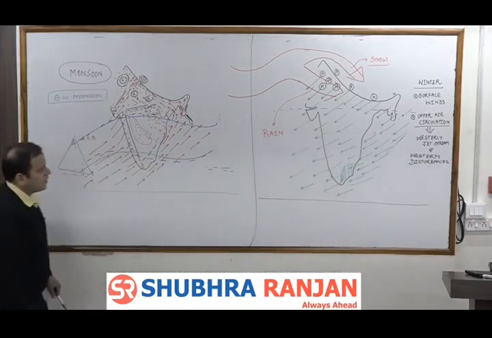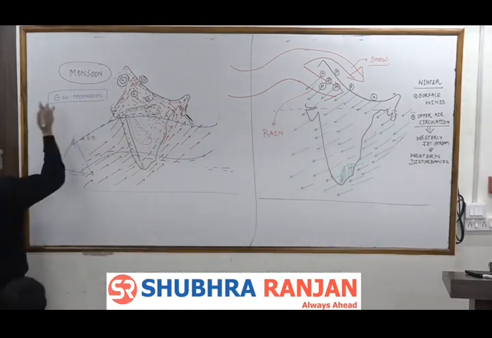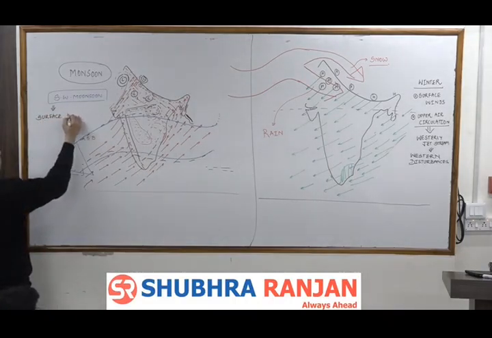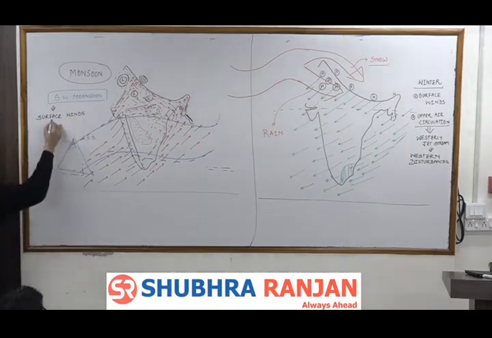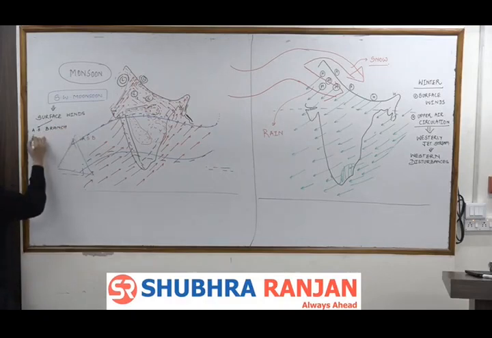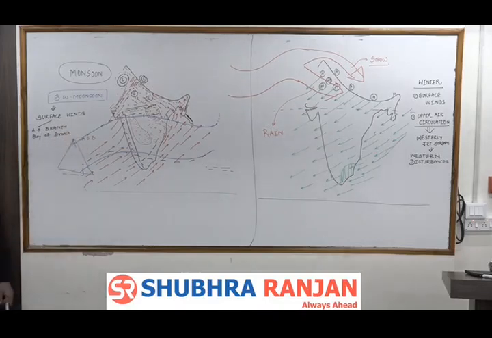While during the summer season, this is the surface winds, and it is further divided into two, that is the Arabian Sea branch and Bay of Bengal branch. Which branch is more powerful in terms of India? Bay of Bengal branch या Arabian Sea branch? कौन सी पूरी इंडिया की तरफ आ रही है? Arabian Sea branch. Bay of Bengal branch is going in the Southeast Asia.